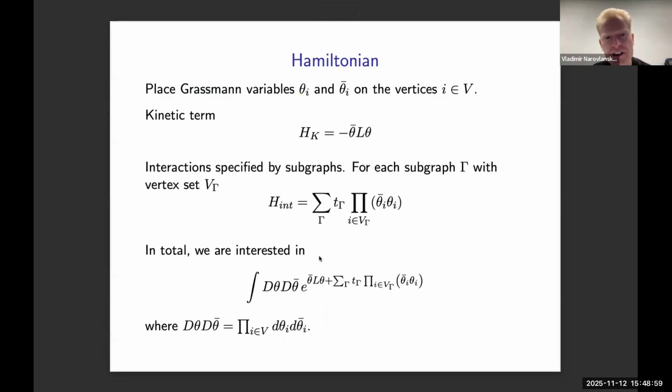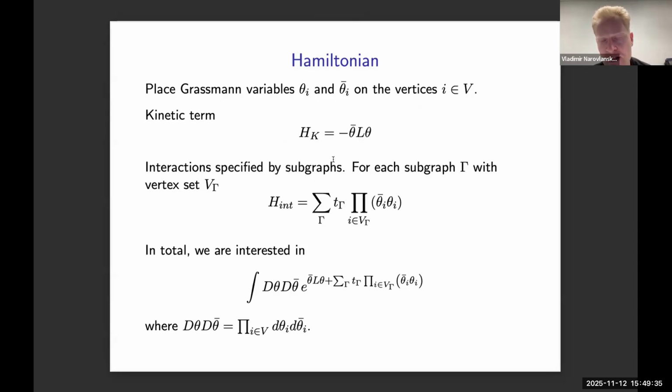Now the Hamiltonian. The Hamiltonian is going to be defined by 2 terms: a kinetic term and interaction terms. First of all, we need to introduce the anticommuting variables theta and theta bar on every vertex. So we place theta and theta bar on every vertex I in the graph. The kinetic term is just a contraction of these vectors theta and theta bar with the matrix L, the Laplacian.